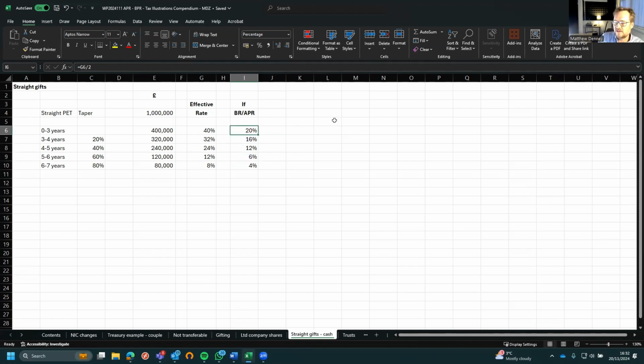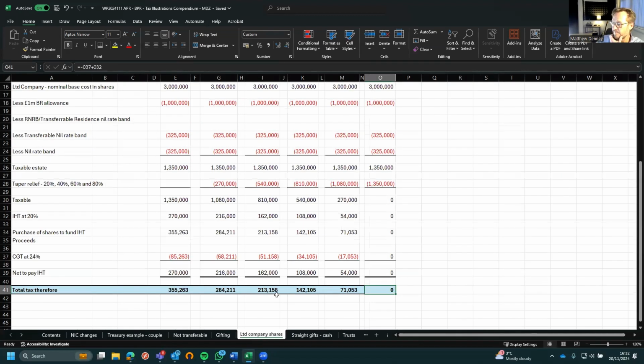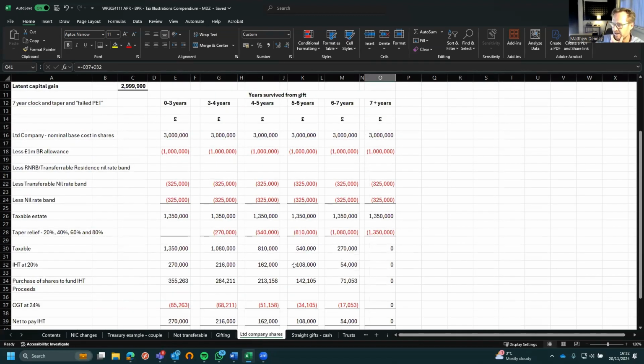It's half of the normal rate, and you see that in here. Slightly complicated figure because we're starting with not a round number, but you'll see it there. You know that that is an effective rate.